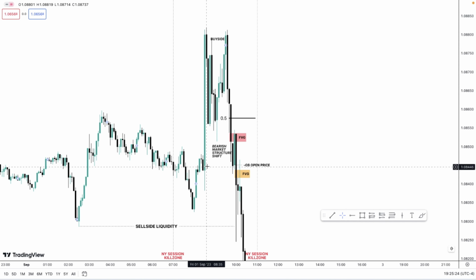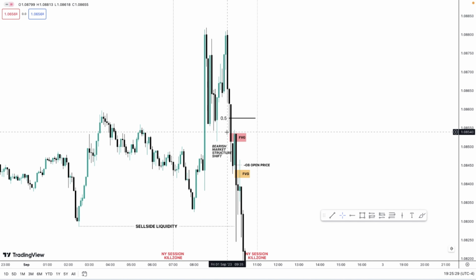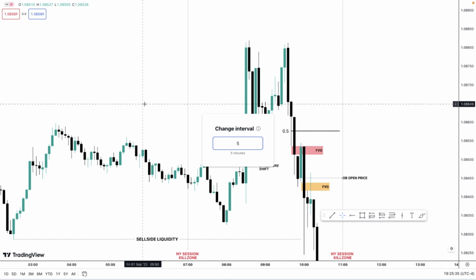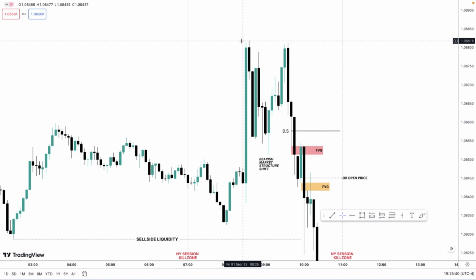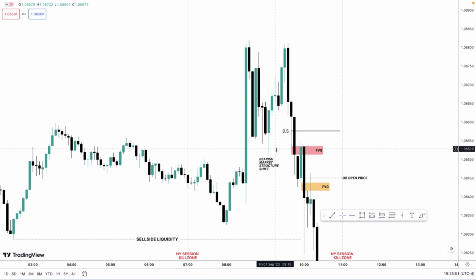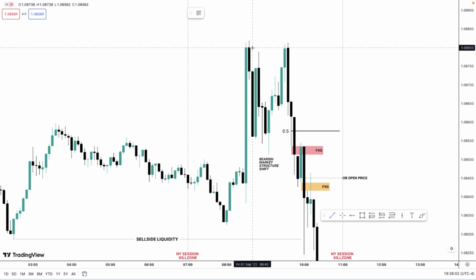After giving us this huge candle, we see the market. So I'm on the 5 minute, guys. I'm on the 5 minute. So after making this huge candle, we see the market creating a swing high, and then creating a lower swing high, it then created this swing low, and then it took out this swing high.